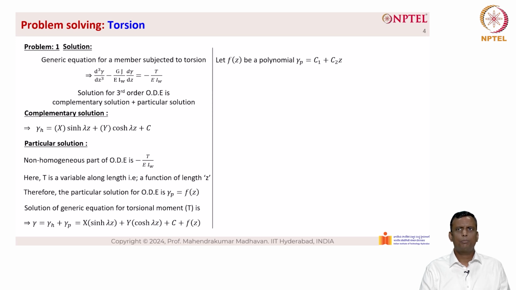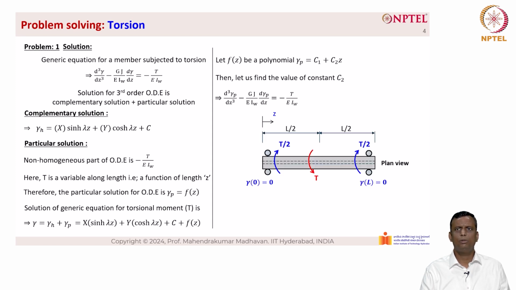Let f of z be a polynomial where gamma sub p equal to c1 plus c2 into z. Then let us find the value of constant c2. This is given as d cube gamma sub p divided by dz cube minus GJ divided by EIw into d gamma sub p divided by dz is equal to minus T divided by EIw.